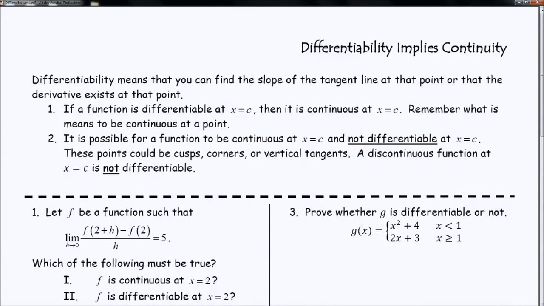Alright, in the next two videos I'm going to go through two different worksheets, but I'm going to talk about differentiability, meaning can you take the derivative or does the derivative exist, and the relationship between differentiability and continuity. So remember, continuity means there's no holes, breaks, jumps, vertical asymptotes, or anything like that. Differentiability means the slope from the left is going to equal the slope from the right. So let me give you an idea of what I mean by that.